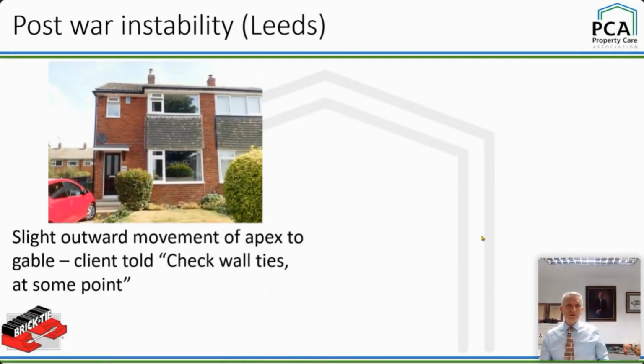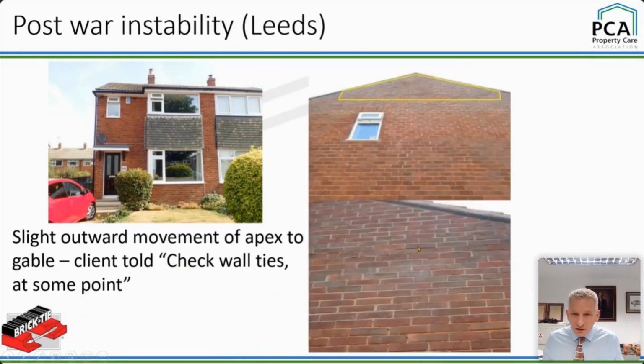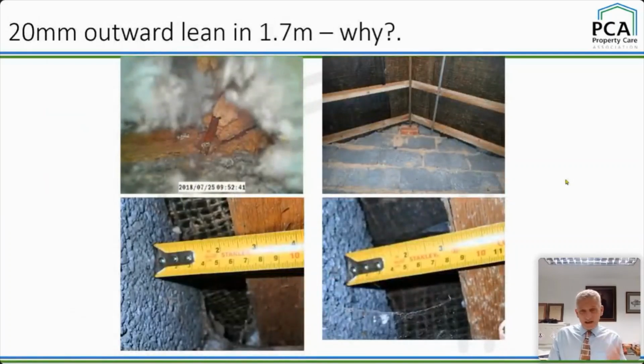So post-war instability, again, post-war house here, on a hill, slight outward movement of the apex gable up there, and a little bit of horizontal cracking and slight undulation. So naturally and quite rightly, the surveyor said, I think we've got a wall-tie corrosion problem. But it's not that simple. This goes hand in glove with wall-tie corrosion, really. It did have wall-tie corrosion, because when we check them, you can see there the rusty tie. But the main reason for the bulge is that the inner leaf has moved out.